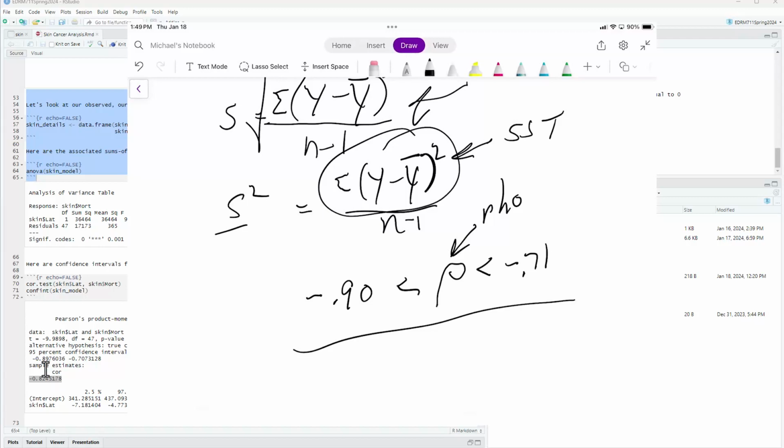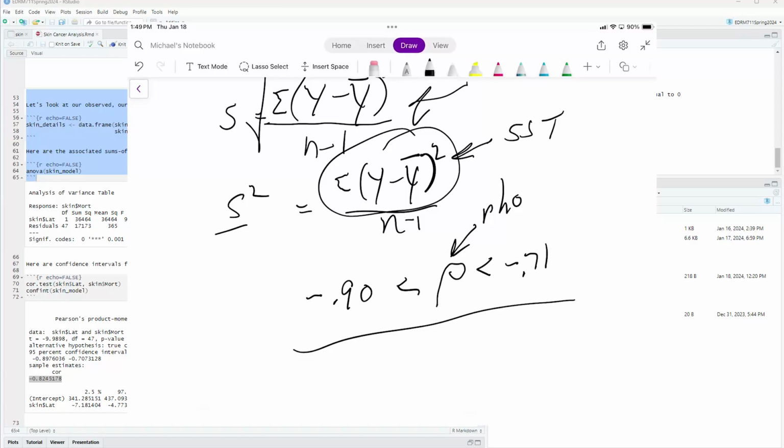So the correlation, I can see here, the correlation in the sample is minus 0.82. In the population, it's somewhere between minus 0.90 and minus 0.71. So not a real tiny interval, but a pretty informative interval. I know that my correlation is going to be at least negative 0.71 or even stronger. So that's a pretty valuable piece of information based upon my sample data, in which I had 49 data points.